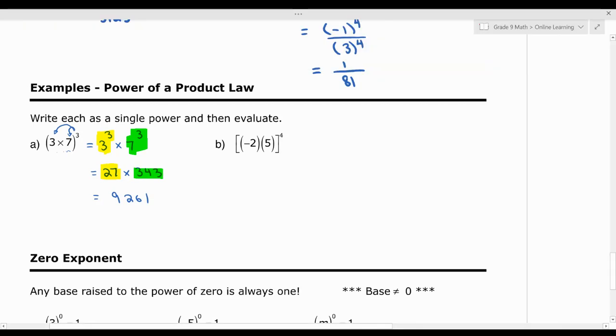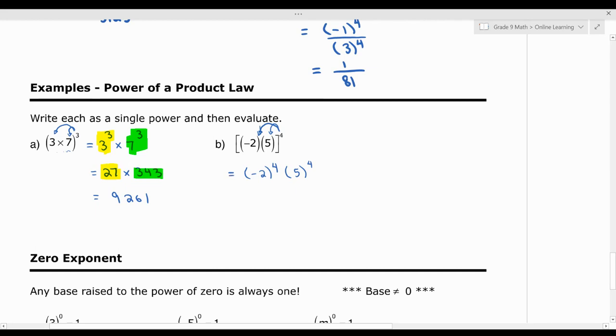Last example, so I have a negative 2 and a negative 5. Remember, they're in brackets, but it implies in there that there's a multiplication going on. So I have a product, it's raised to an exponent of 4. So remember, the 4 will get applied to the first factor, so that's like negative 2 to the power 4. It'll get applied to the second factor, so that's like 5 to the power 4.